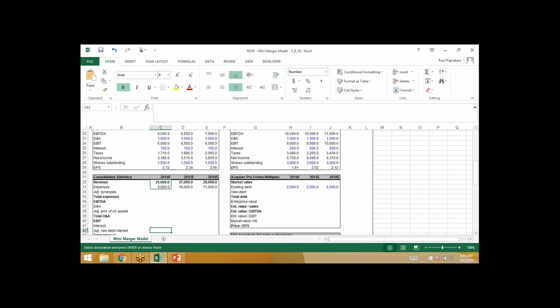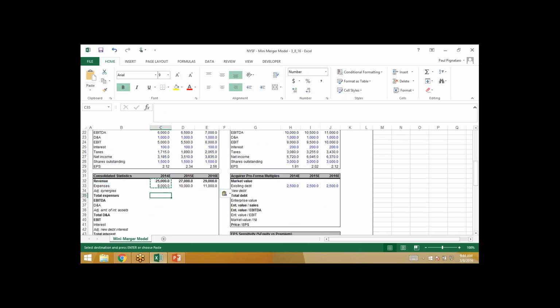How do you do that? I just did Control C, Control V. Is that what you asked? Yeah. Mm-hmm.